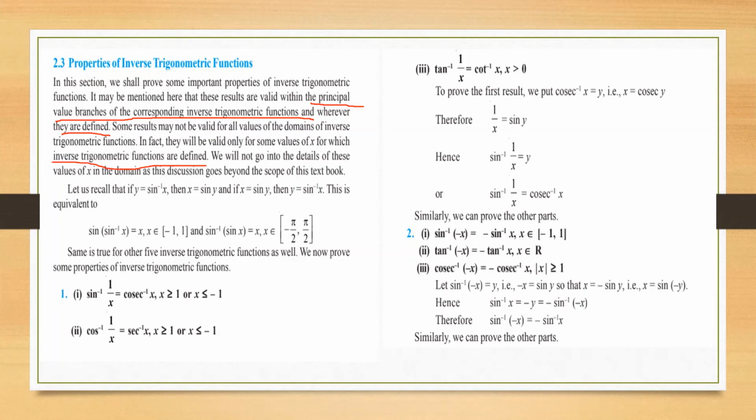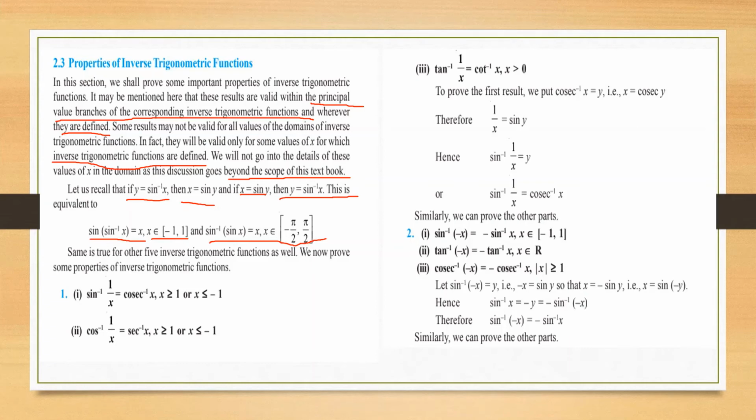We'll not go into detail of these values of x in the domain, as this discussion goes beyond the scope of the textbook. So if y is equal to sine inverse x, then x is sine y, that means y equals sine inverse x. This is equivalent to sine of sine inverse x equal to x if x belongs to the closed interval -1 to 1, and sine inverse of sine x equal to x if x belongs to the closed interval minus pi by 2 to pi by 2.